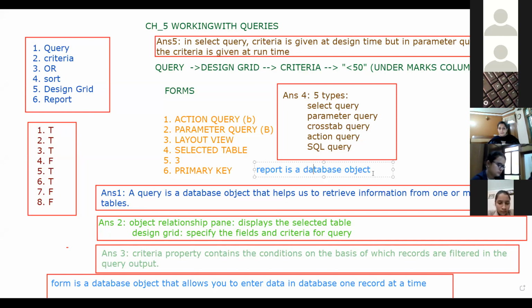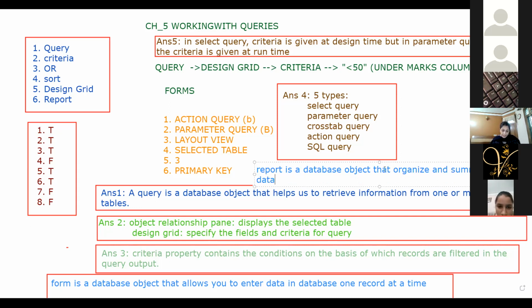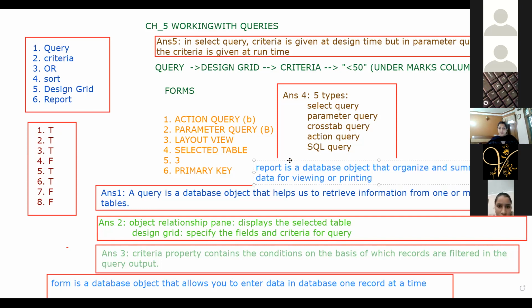What will come next? It is a database object that organizes and summarizes data for viewing or for printing. Clear? Report is a database object. This is answer number 7. Report is a database object that organizes and summarizes the data for viewing or printing. Clear?